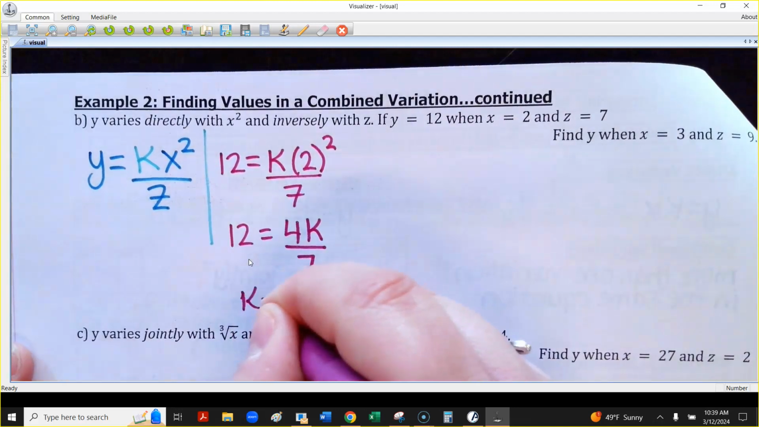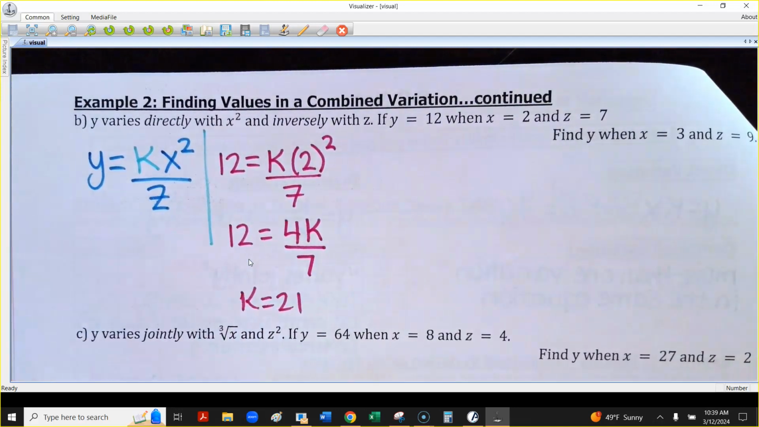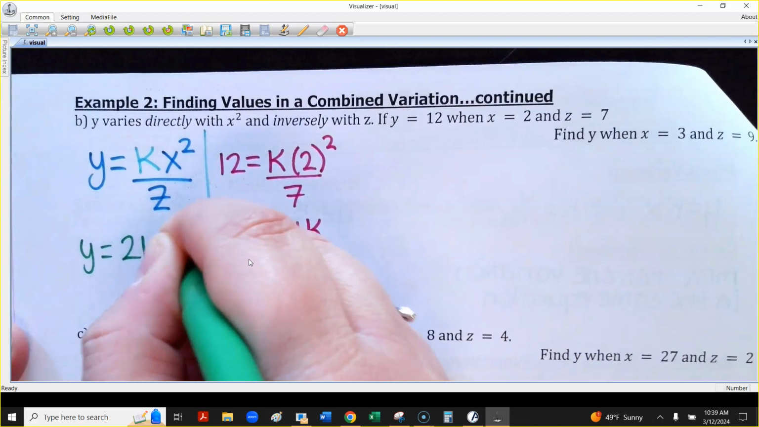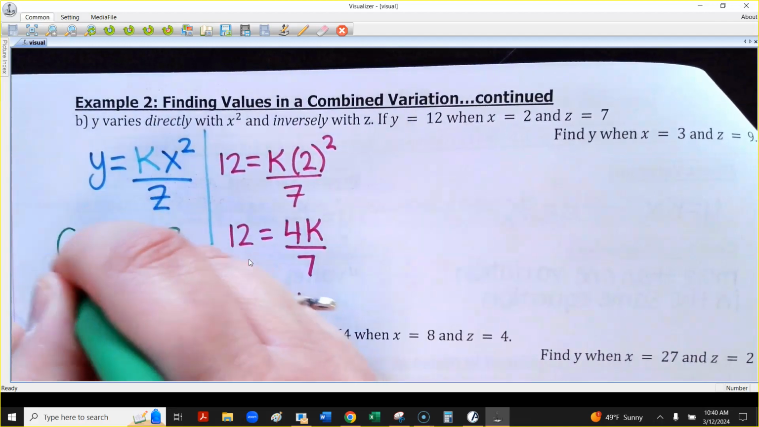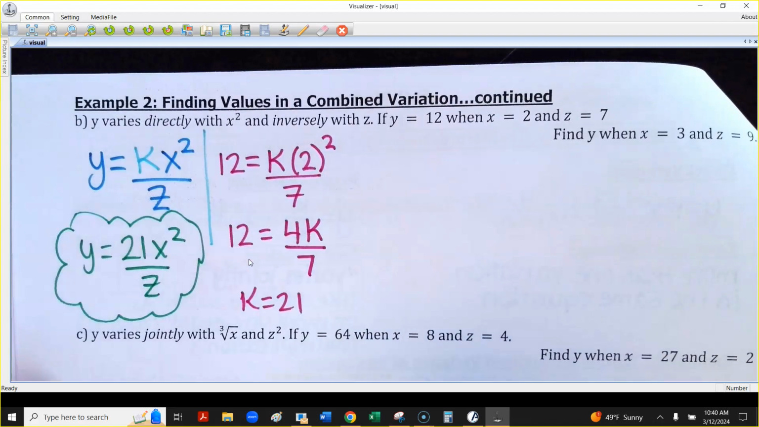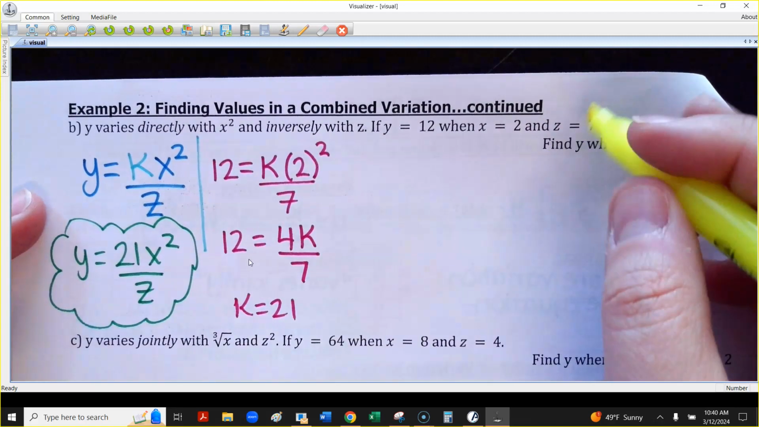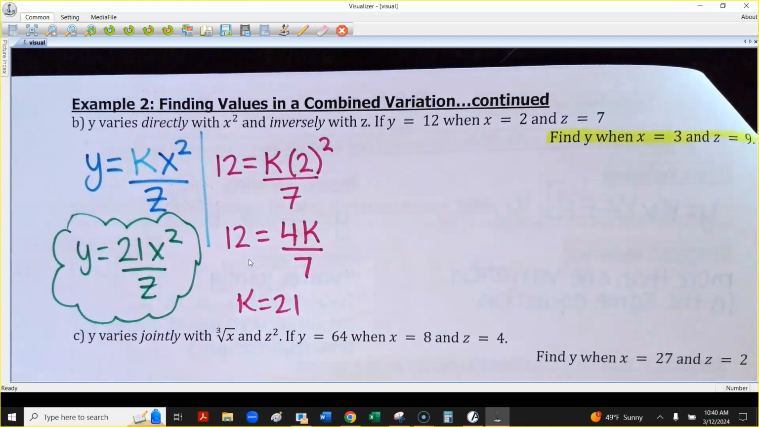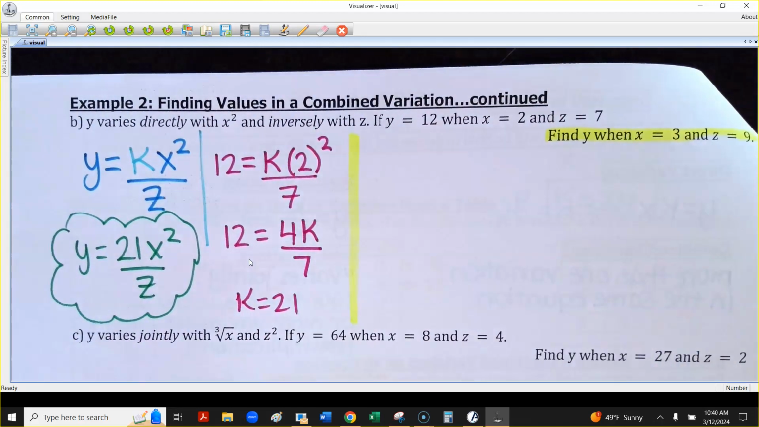All right, so once you have that, I'm just going to come right back over here and write the general form for this. So it would be y equals 21x squared over z. That would be a general formula I could use for any situation, which I'm going to use as the secondary part of that question. Sorry, this is really close to the edge of the paper. It says find y, so we're going to find y here, when x is 3 and z is 9. We're just plugging numbers back in, but we got the 21 in place for the k. We have to find that first.